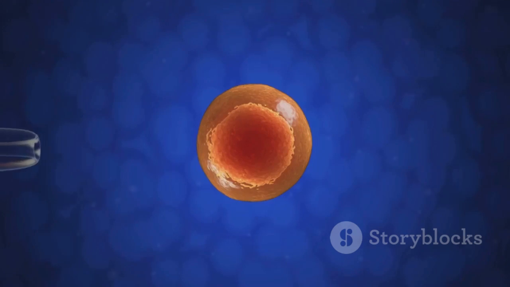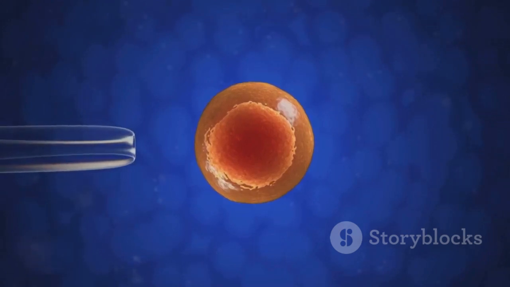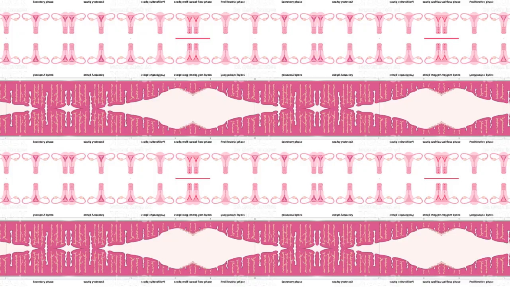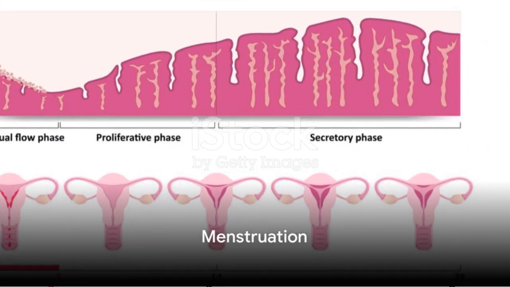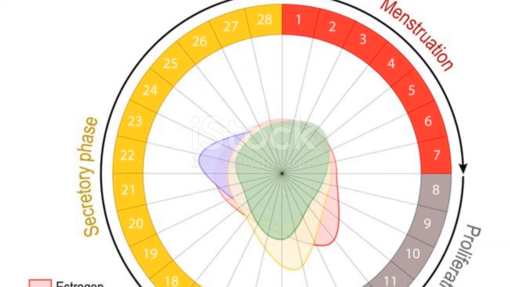If the egg isn't fertilized, it's simply reabsorbed by the body, perhaps before it even reaches the uterus. About 2 weeks later, the lining of the uterus sheds through the vagina. This is known as menstruation.